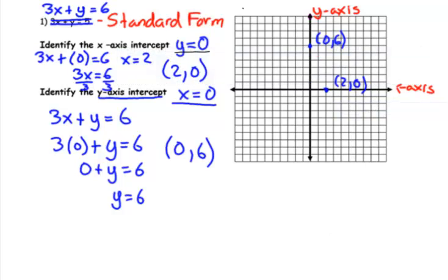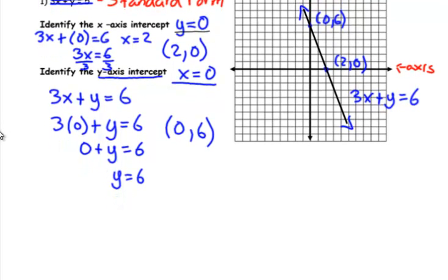You would use a straight edge. I'm going to use just this tool here, and we could extend that line over, and we want to put some arrows on it, and we want to label that equation 3x plus y equals 6. And now that we have the graph, we could answer some questions about this, like maybe we wanted to know what is the slope of this line. So the slope would equal the rise over the run.